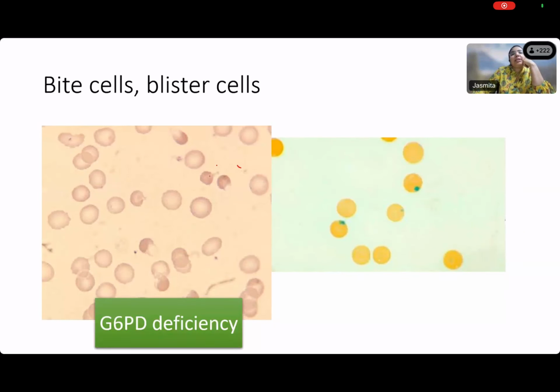For bite and blister cells, so these are cells called bite cells because you see that the continuous rim is not there, and it has a shape like this. So this is a bite cell, and this particular cell here is the blister cell. All the hemoglobin has moved to one side, and you've got a thin membrane left on the other side. You classically see this in G6PD deficiency. And on the right is the Heinz body test, which you can run in your lab.